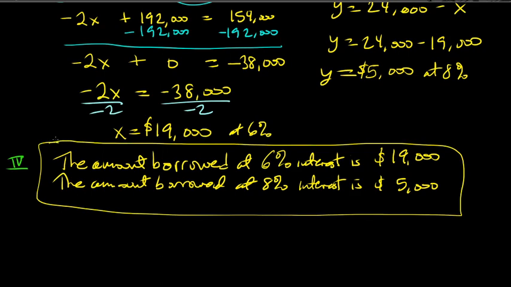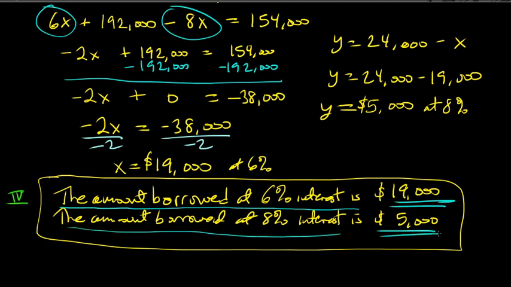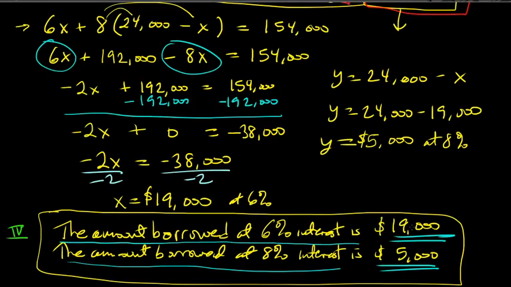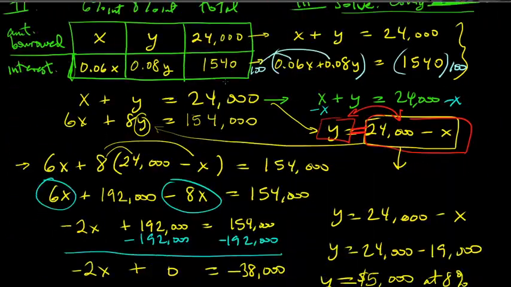Now, on a typical test, I'm going to actually tell you what you need to know here. I'm going to write the amount borrowed at 6% interest is, and then you fill in the blank. So I'll write the amount borrowed at 8% interest, and again, you just fill in the blank. But of course, how do you get the answers? You do all this work. You have to write this down step by step.